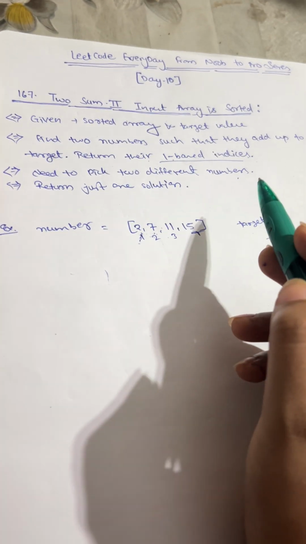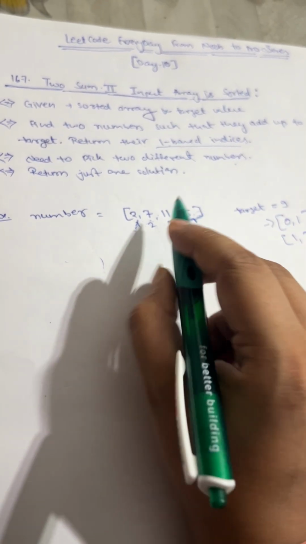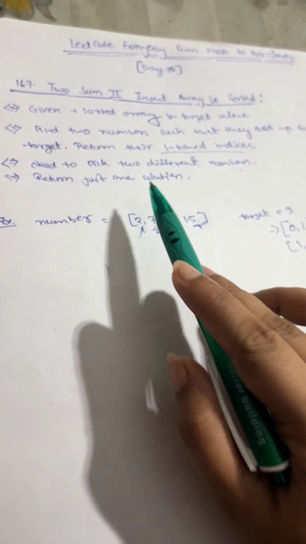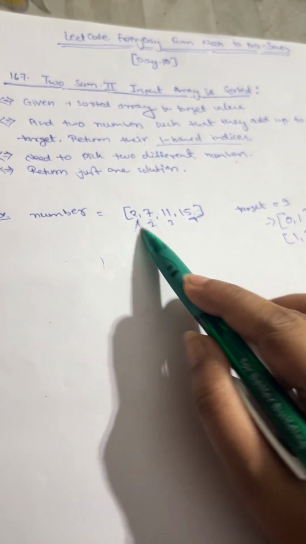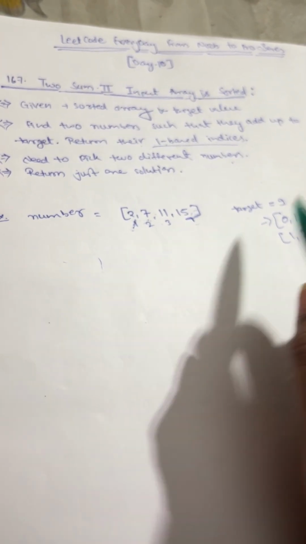Return just one solution. Suppose the target is equal to 9, right? And suppose we have one more 7, so we can't give two solutions, like 1 and 2, or 1 and 5, right? We can't do that. We just need to give one solution. Okay, let's see how we can do this.